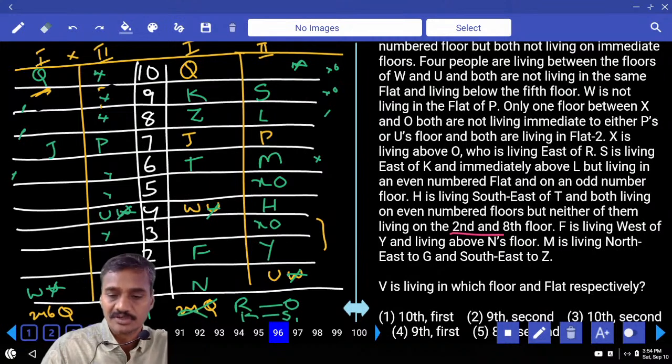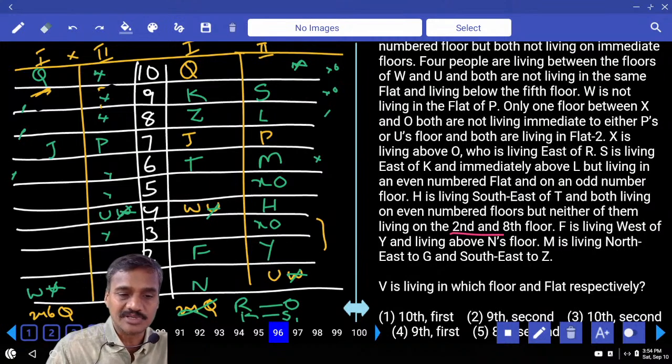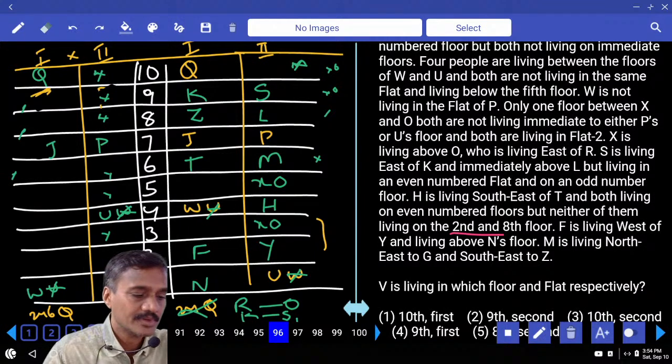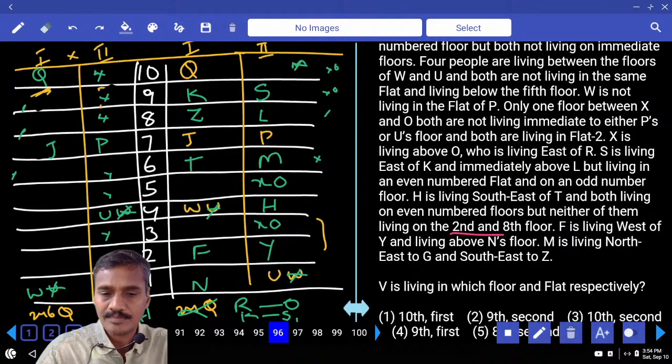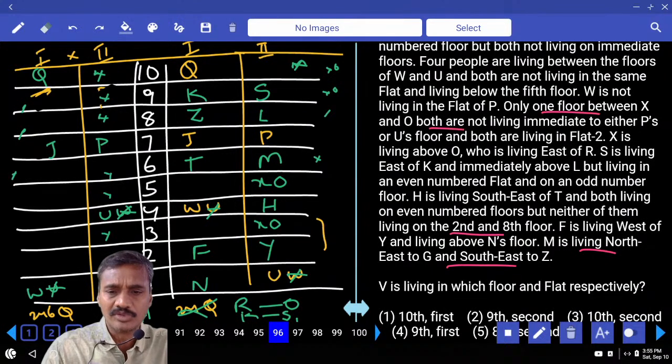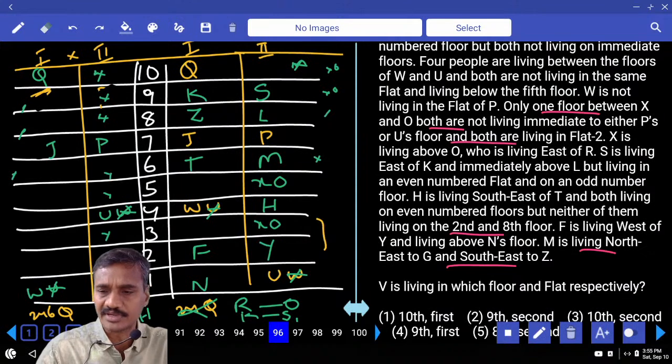Northeast, either 5th floor or the 3rd floor. Either 5th or the 3rd floor. And X, and M is living northeast and south. X, only one floor between X and O, both are not living in PRU. And at the same time, both are living in flat number 2.